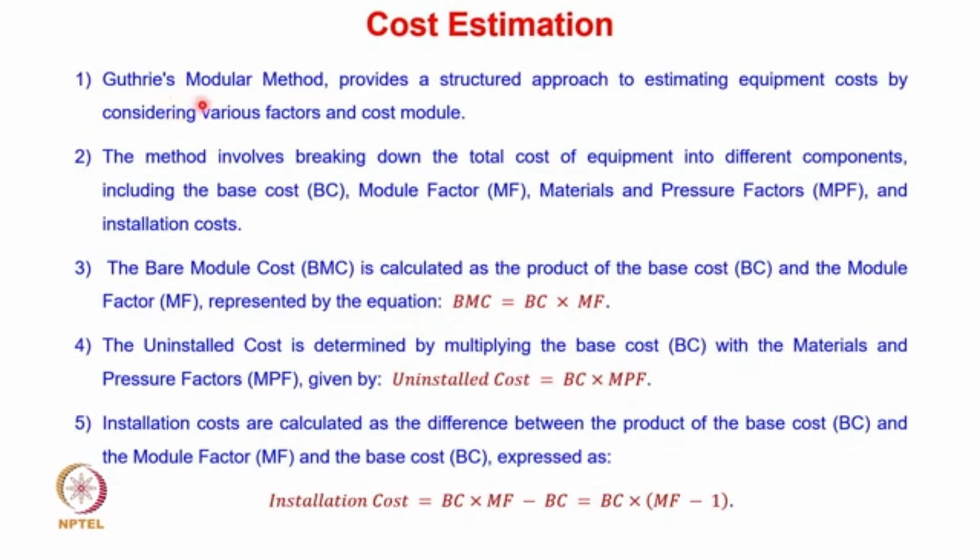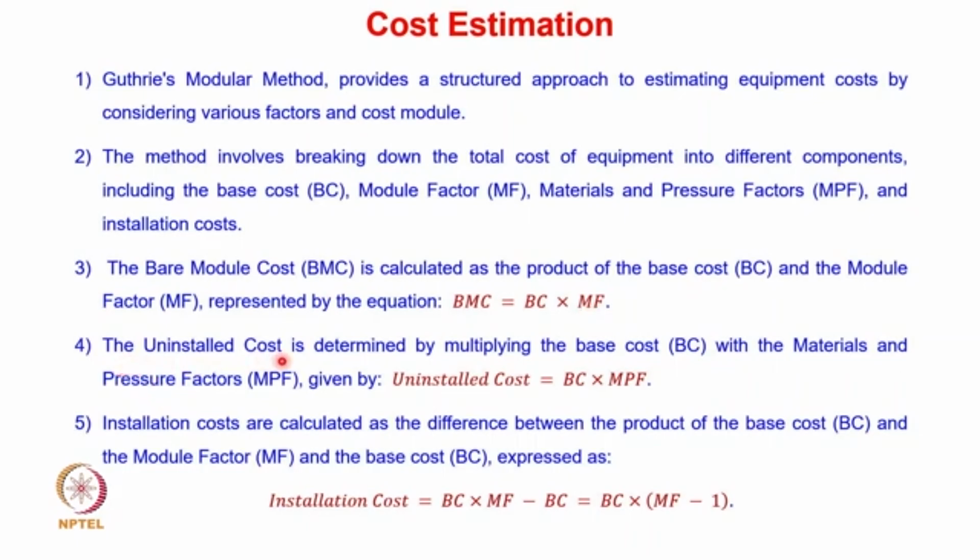So in Guthrie's modular method, it provides a structured approach to estimating the equipment cost by considering various factors and cost modules. The method involves breaking down the total cost of equipment into different components. So there are different components, like the base cost, then the module factor, then the material and pressure factor, and the installation cost. So the bare module cost is calculated as the product of the base cost and the module factor. So the bare module cost, BMC, is given as the base cost times the module factor.